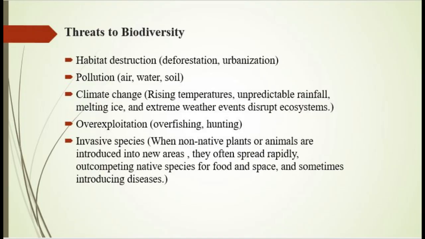4. Overexploitation. Overexploitation occurs when natural resources are used faster than they can recover. Examples: overfishing, excessive hunting, illegal wildlife trade. Effects: species populations decline rapidly.